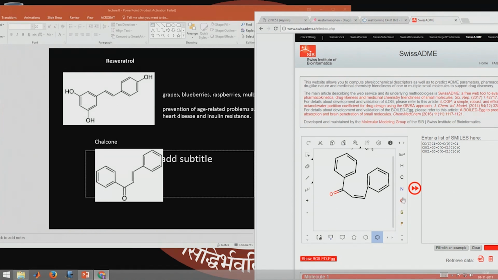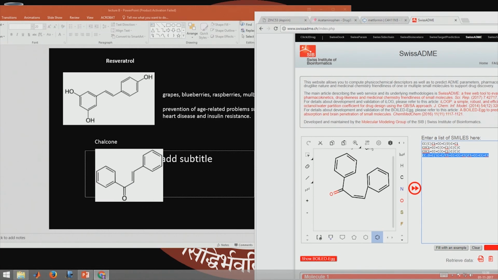I want to see this new structure, so you can see this. Okay, so this is the SMILES notation for chalcone here, clearly given here. So, like that we can draw structures, and the other advantage is we can copy SMILES notation from one software to another software.